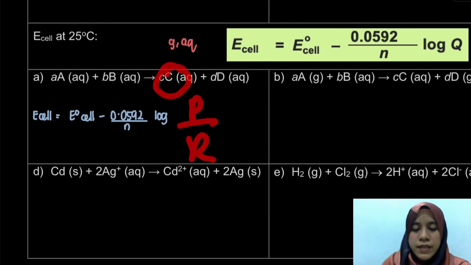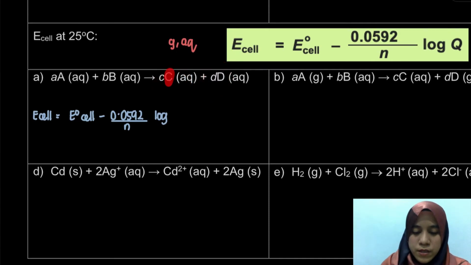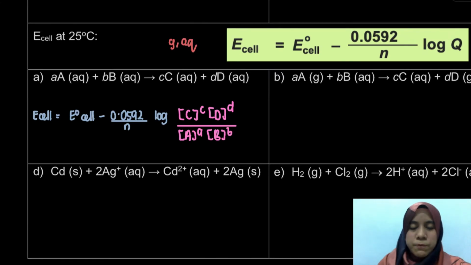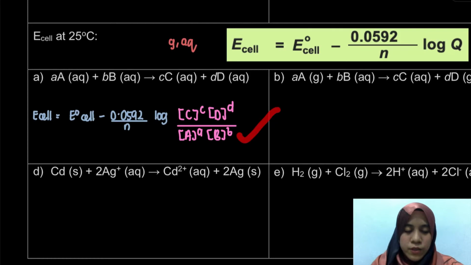Product is my C and D. So this is my species. For the concentration, we have to write down the square bracket. So [C] to the power of c because of the stoichiometry, and [D] to the power of d. So this is my concentration of product divided by my reactant, which is concentration of A to the power of a, concentration of B to the power of b. So that is the general one. If you are a bit confused, no worries. Later we will look at the example for the specific equation.